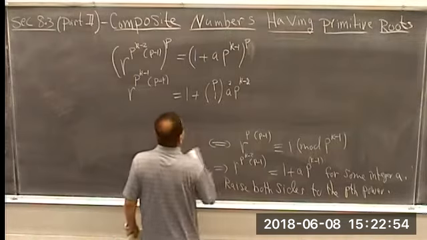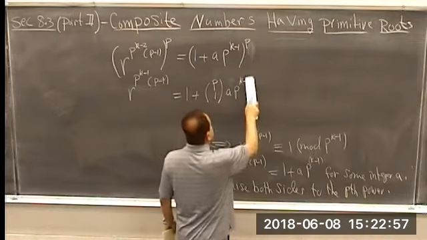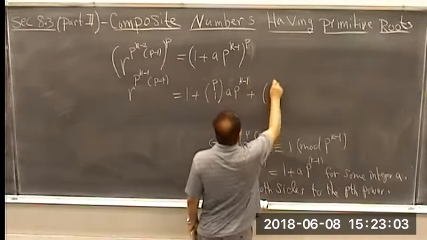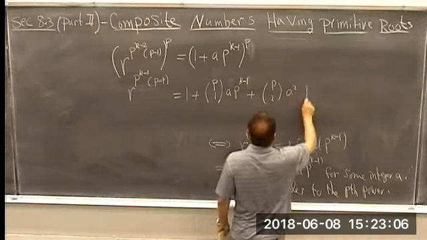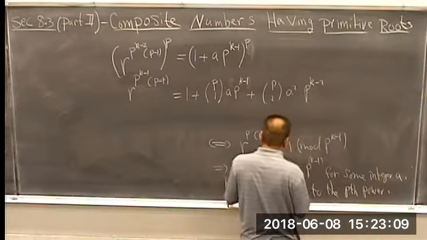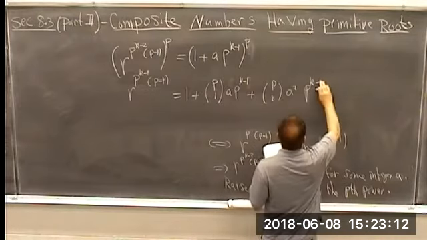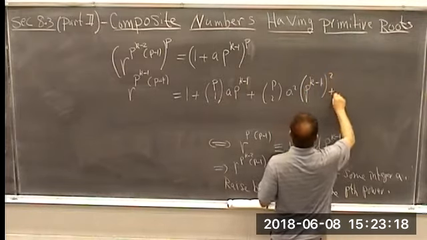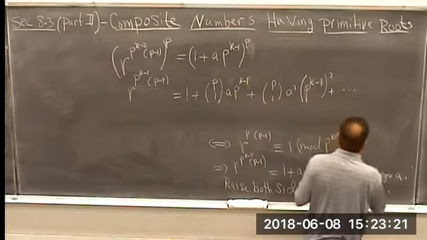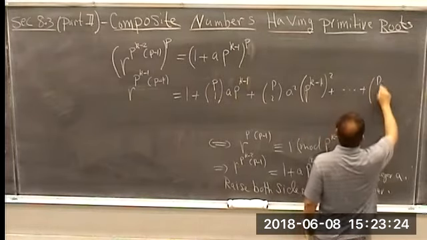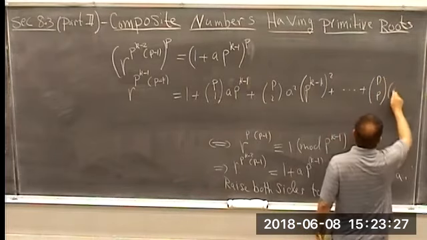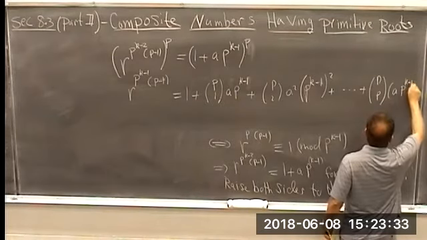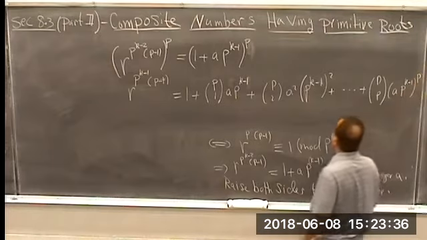No, actually, first we need just a, and this is p minus 1. So 1, and then p choose 2 times a squared, p^(k-1) squared, and so on. And the last term is going to be the pth power of a p^(k-1).